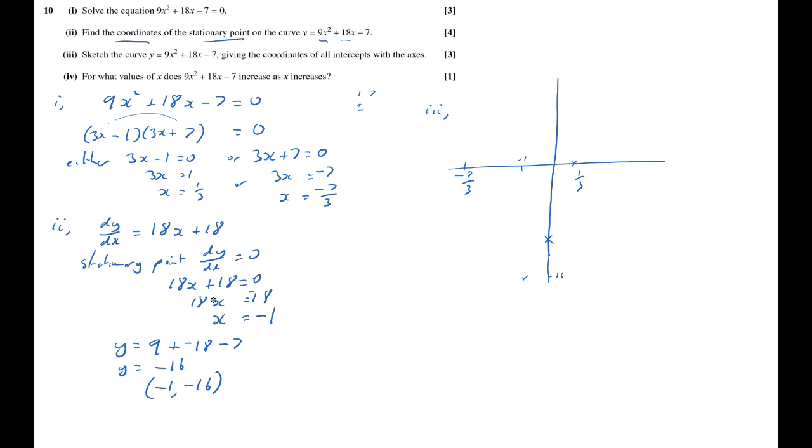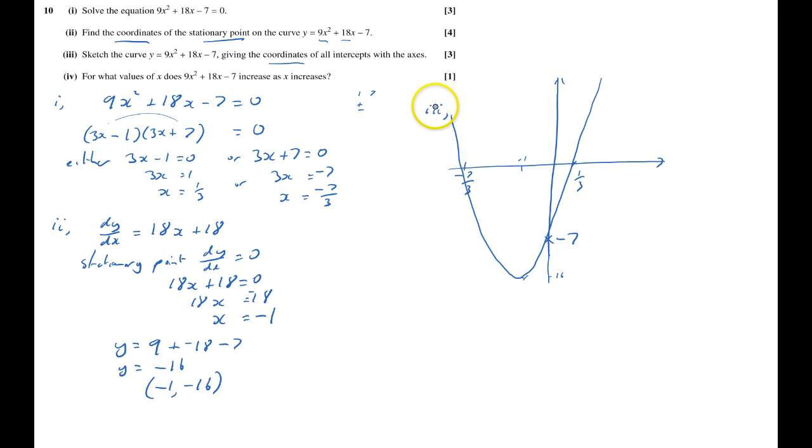It's a U-shaped curve, so it's going to go down like that and then up there. It should go through that point there. That could be better, it could be a lot worse as well. And I've just got to check the coordinates of all the intercepts with the axes. Oh, I missed this one out, didn't I? That was minus 7, I said. I said what it was, but I should have put it in there.